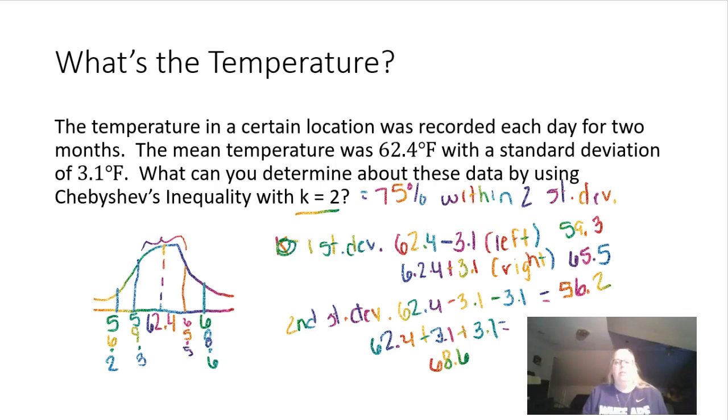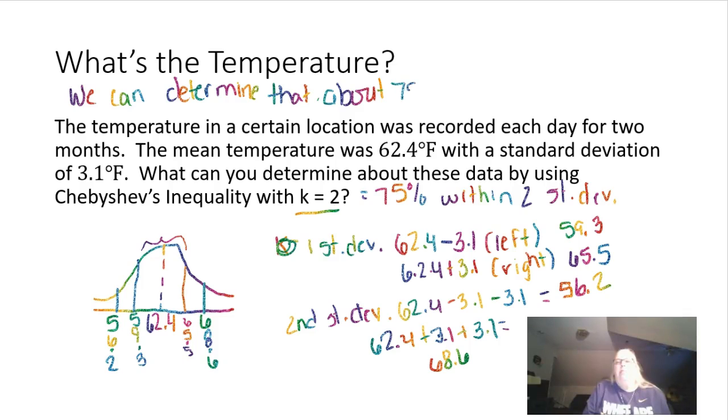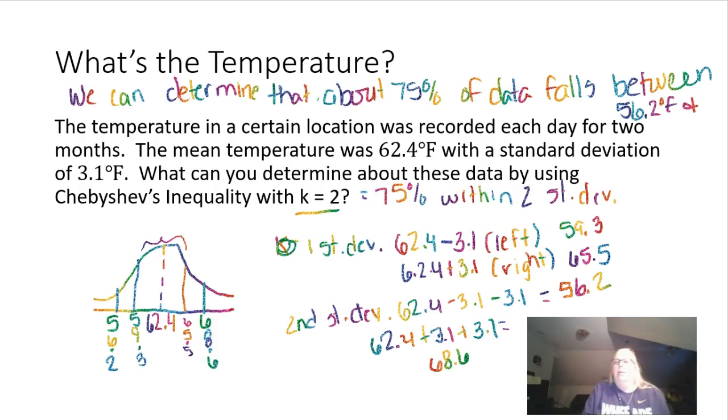All right, now let's answer our question. What can we determine about the data? We can determine that about 75% of the data falls between 56.2 degrees Fahrenheit and 68.6 degrees Fahrenheit. And that's all there is to it.